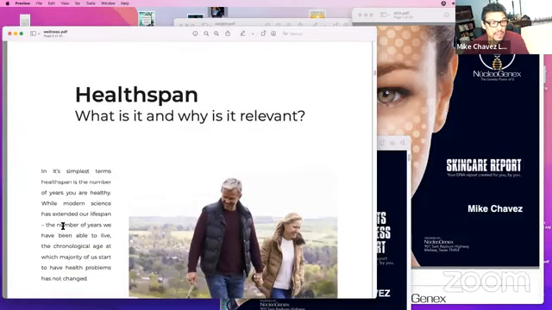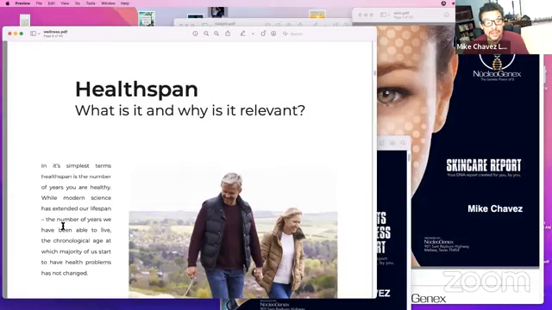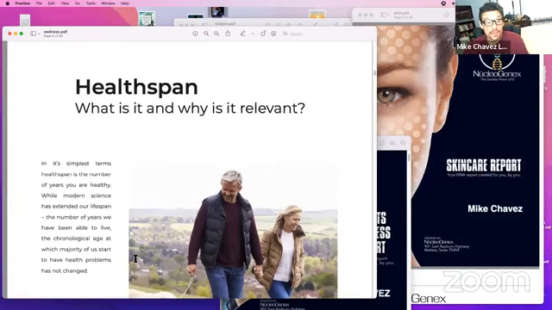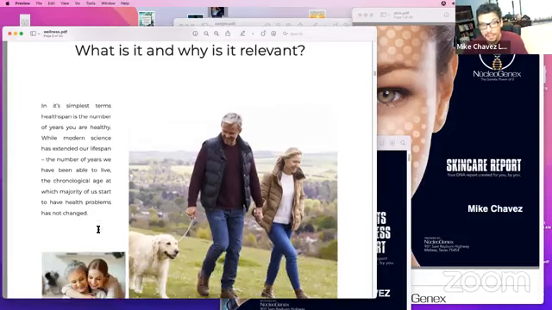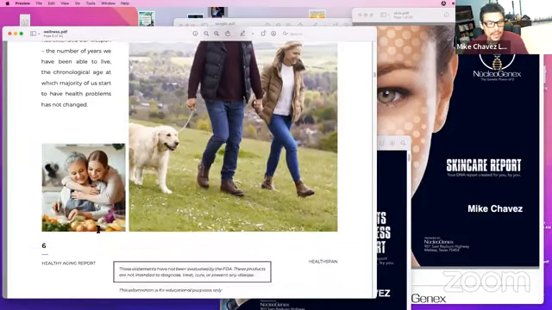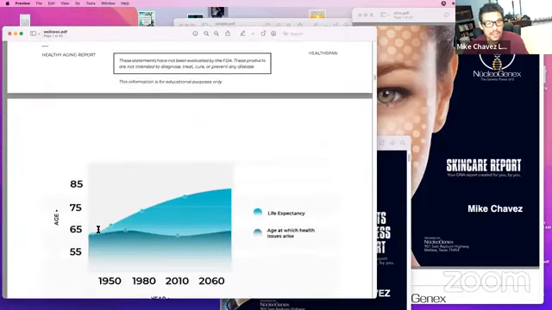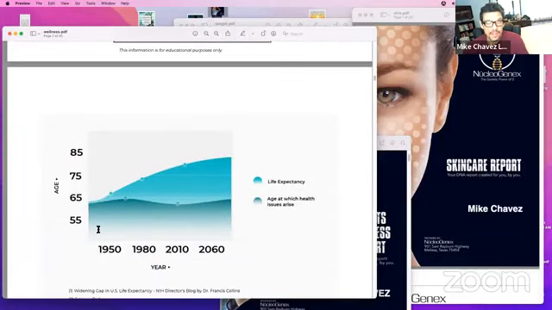In simplest terms, health span is the number of years that you're healthy. While modern medicine has extended our lifespan, the number of years that we've been able to live, the chronological age at which a majority of us start to have health problems hasn't changed. It's all because of lifestyle. So it talks about the lifespan.